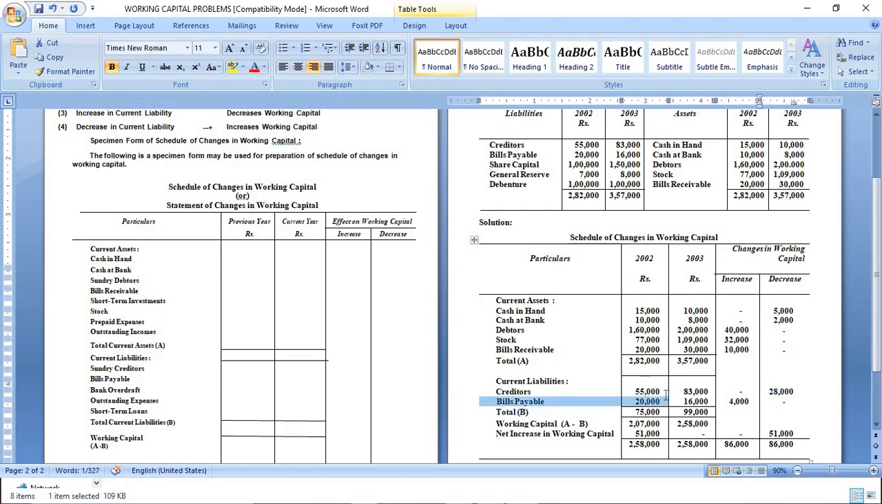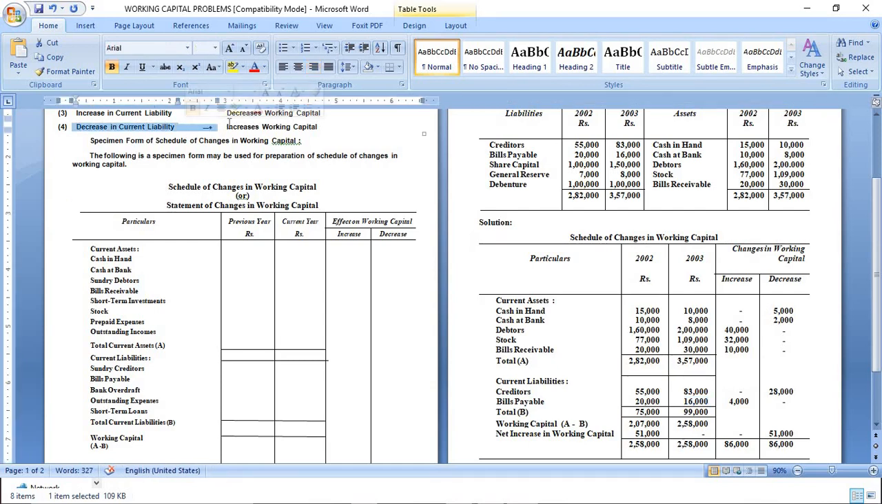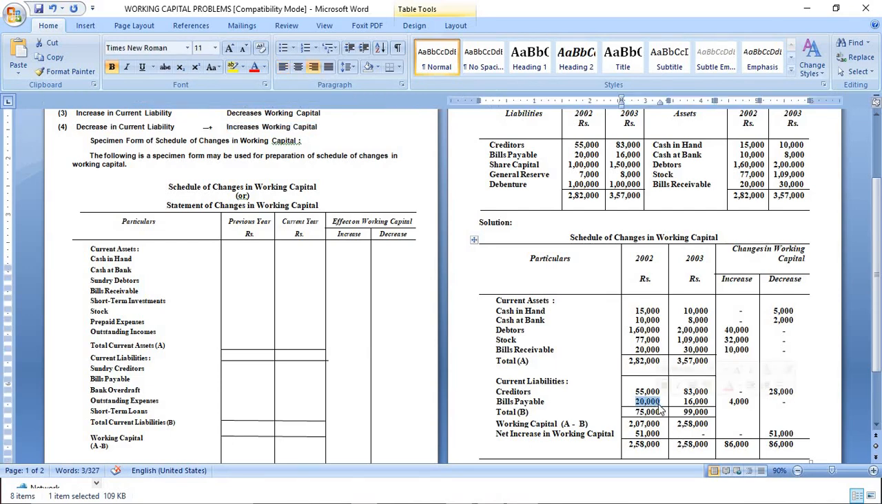Bills payable is 20,000 in the previous year and 16,000 in the current year. So whenever there is a decrease in current liability, it is mentioned as an increase in working capital. You should remember this always. Whenever you find the previous value is 20,000, for example, but the current year is less, you always mention it in the increase column here, 4,000. That is something you should keep in mind, right?